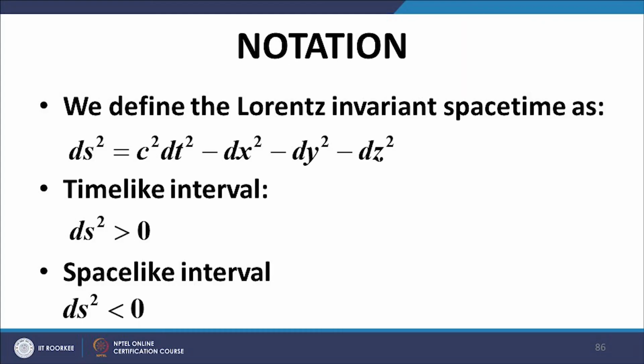Now, the Lorentz invariant space-time interval, in the convention that we shall be following, is given by the expression on the slide: c square dt square minus bracket dx square plus dy square plus dz square. Clearly, the time-like interval will be ds square greater than 0 and the space-like interval will be ds square less than 0, where the time-like interval is an interval where the time predominates and the space-like interval is the interval in which the space predominates.